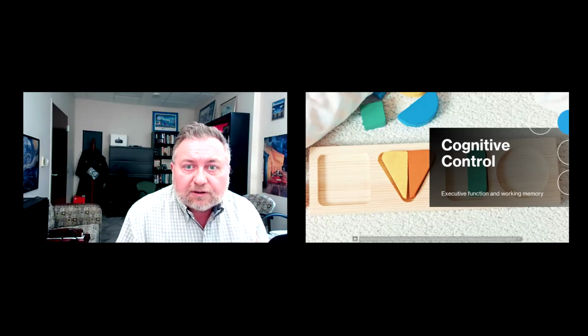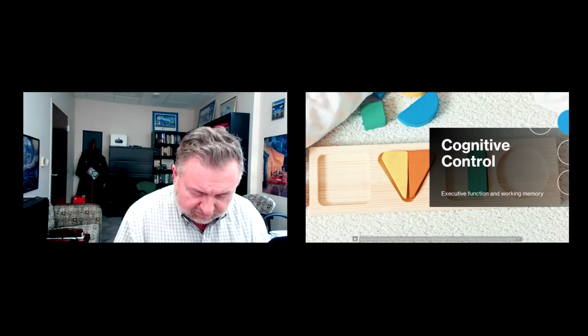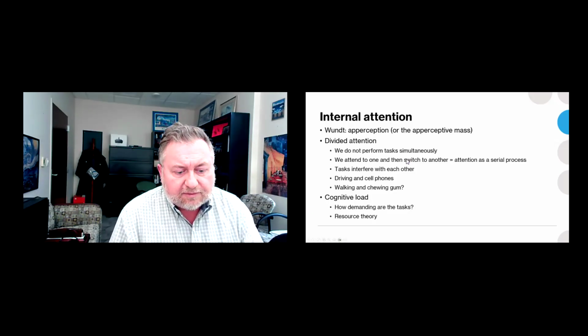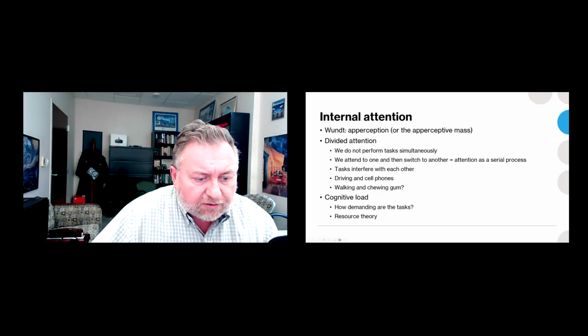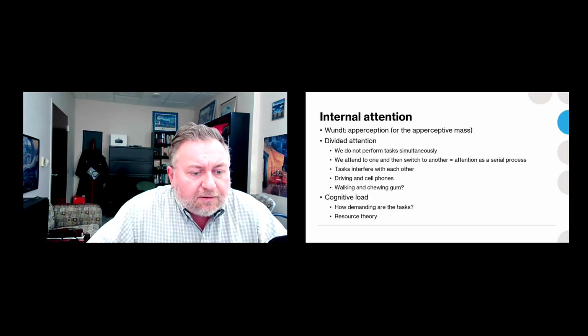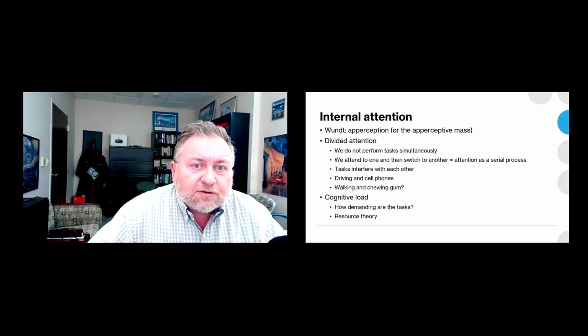All right, welcome back to the next chapter, Chapter 5, Cognitive Control, Working Memory, Executive Function. What are all these terms all about? Well, that's what this is going to be all about here. So let's get this going. One of the things that we're going to do to start is compare these concepts of cognitive control and working memory to attention, and we're going to call it internal attention.